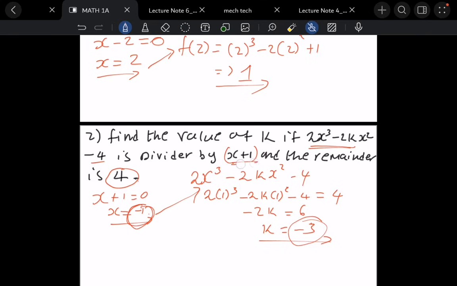Because if you divide the expression by this factor, with k equal to negative 3, you are going to get what? 4. Let us try it. So you have 2x cubed, and if we substitute k, I'm going to have positive 6x squared minus 4. Let us substitute negative 1 cubed.